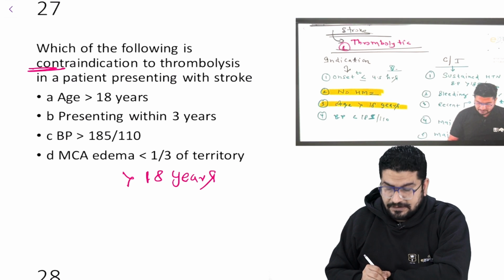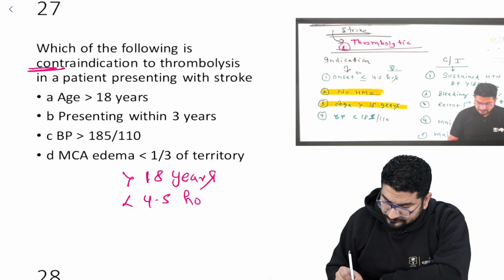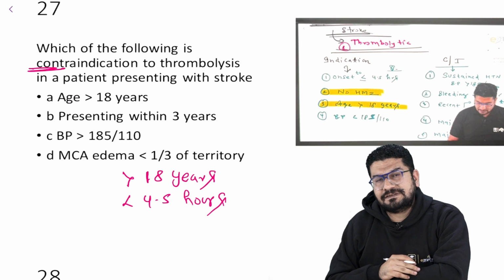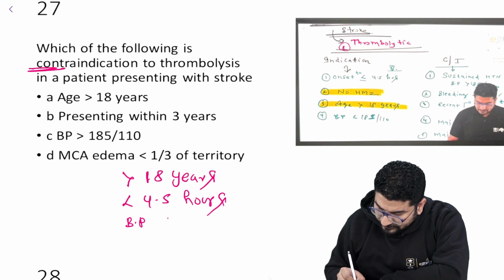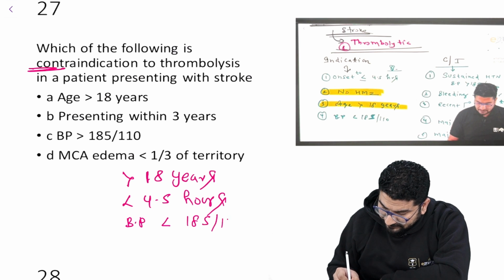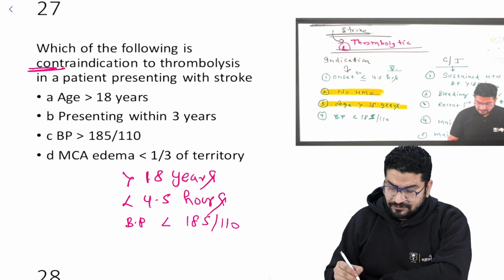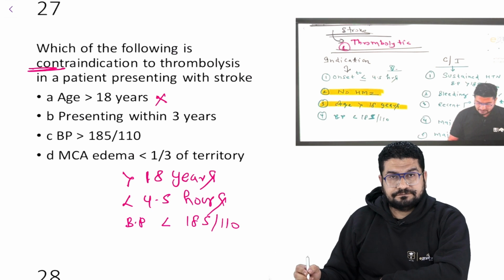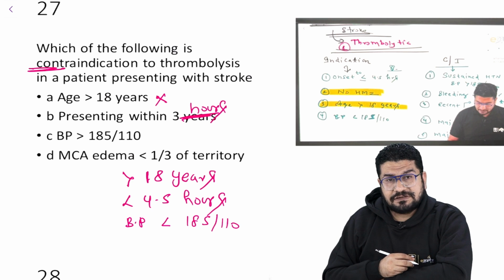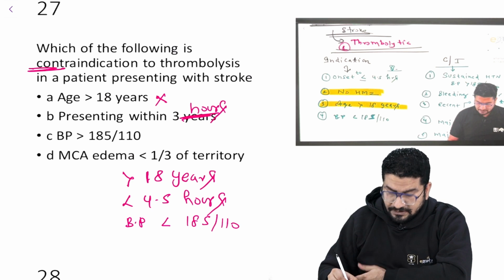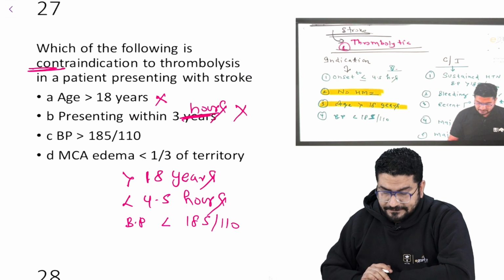If you see, the patient should come in less than 4.5 hours. The patient should visit you in less than 4.5 hours. That 4.5 hours is the window period. Then the patient's blood pressure should be less than 185 by 110. So they are asking you what is the contraindication. Let us see. Age more than 18 years, do we do it? Yes. Sorry, this is typed 3 hours. Presenting within 3 hours, so that is an indication, true. 4.5 hours means that he's coming in 3 hours, that's in the window period, so this is not the answer.